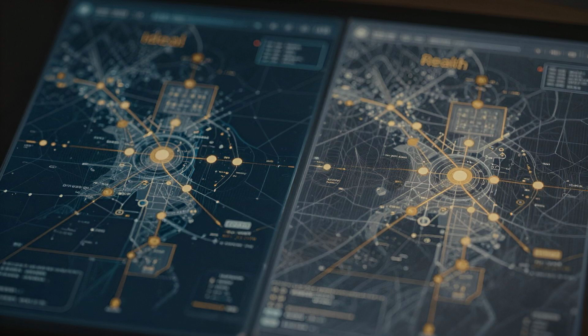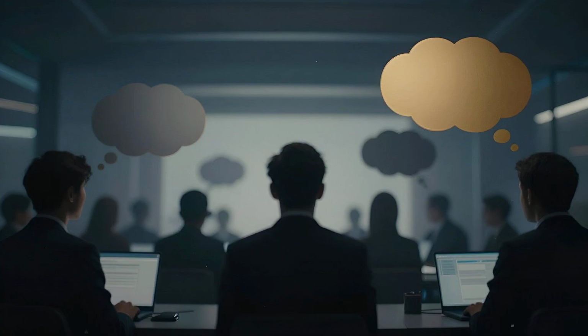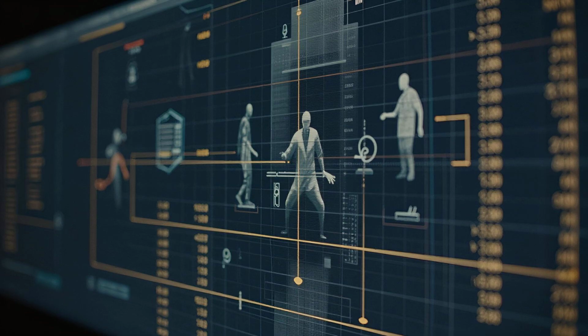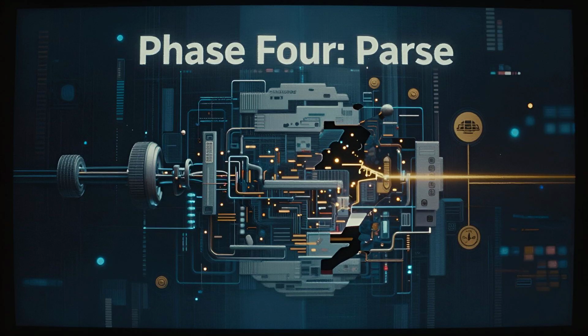You validate the map against what actually happens. Not what the documentation says happens. Not what people think happens. What you can observe happening. A map that describes an ideal is not a map. It is a wish.